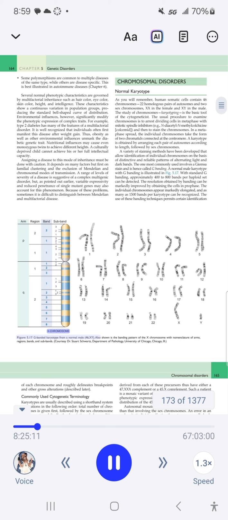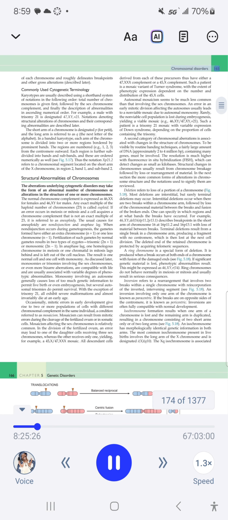Figure. G-banded karyotype from a normal male, 46,XY. Also shown is the banding pattern of the X chromosome with nomenclature of arms, regions, bands, and subbands. Courtesy Dr. Stuart Schwartz, Department of Pathology, University of Chicago, Chicago, Ill. Chromosomal disorders. Of each chromosome and roughly delineates breakpoints and other gross alterations described later.